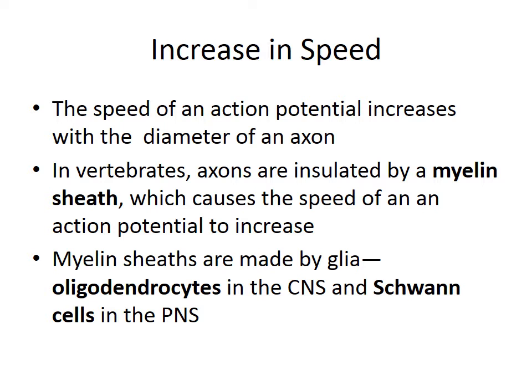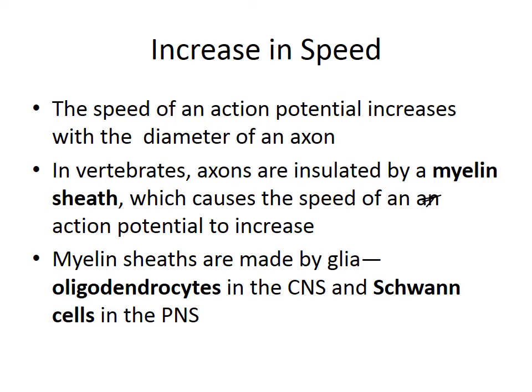In vertebrates, axons are insulated by a myelin sheath, which causes the speed of an action potential to increase. So myelin sheaths, you can consider them the rubber sheath that is around electrical wires. If you've ever done electricity or you've looked at a wire in your house, you know that all wires are covered with some rubber, and it's either red or black. And inside that, they're copper wires. Well, why are they covered with rubber? Because rubber does not conduct.